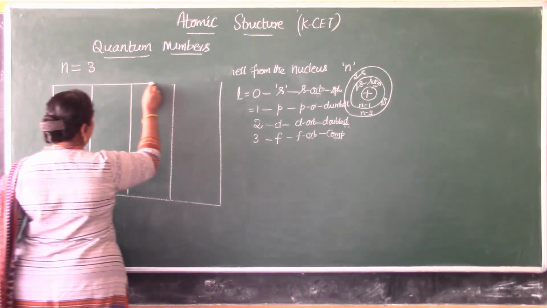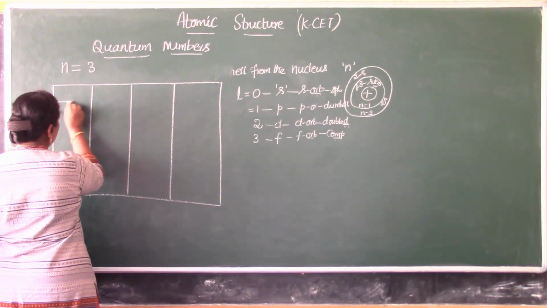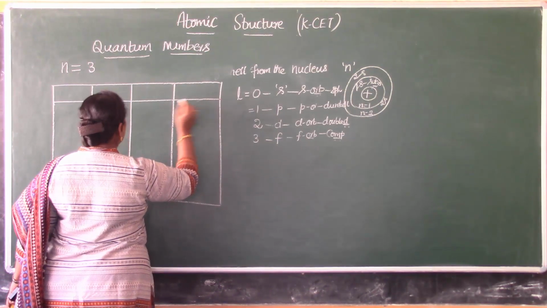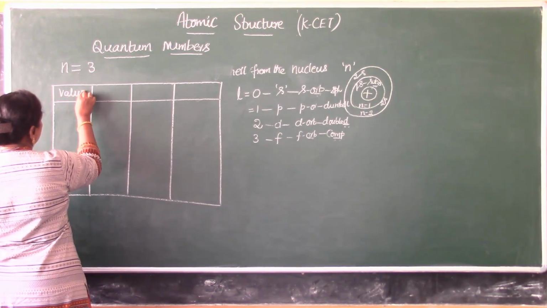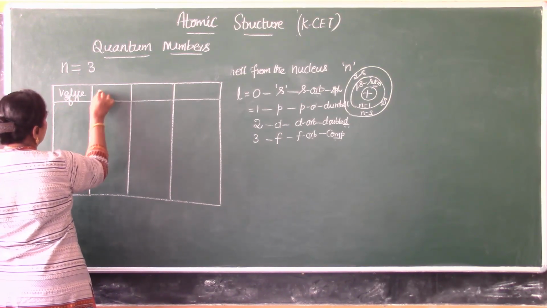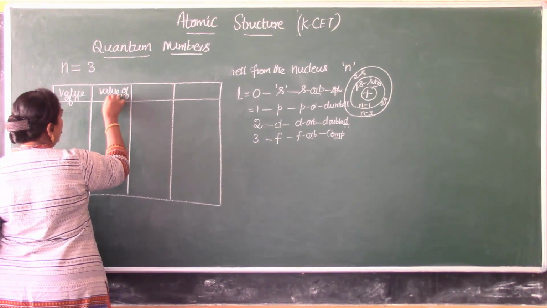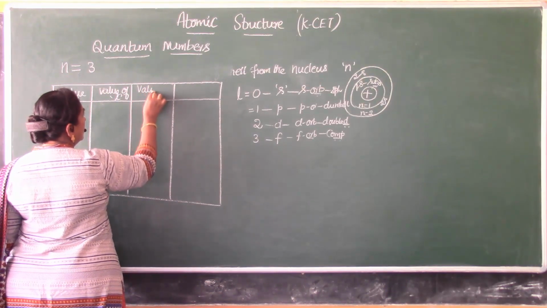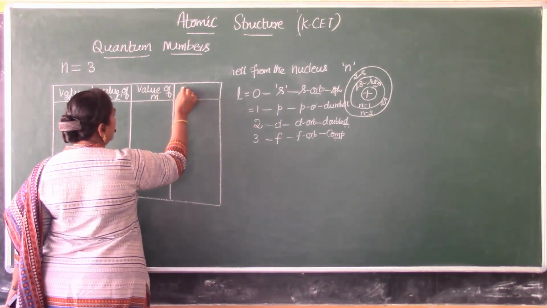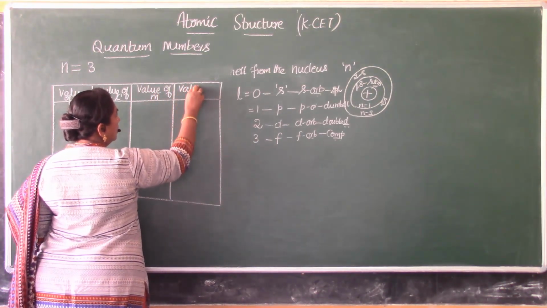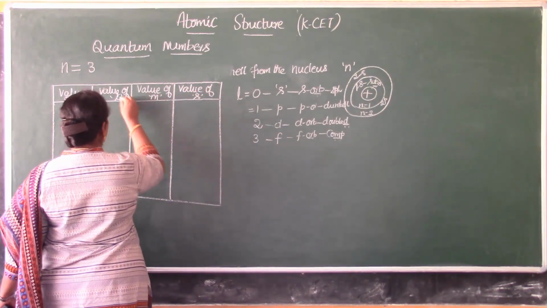Anyway, in the CET exam, you will not be asked to write the different values, but once you are thorough with this concept, you can arrive at the answer directly. So this is the value of n, value of L, value of m, that is the magnetic quantum number, then the value of S, that is the spin quantum number.